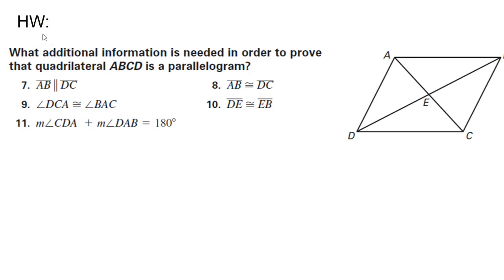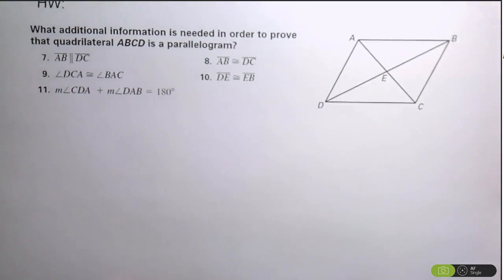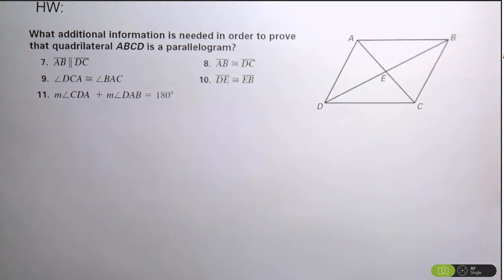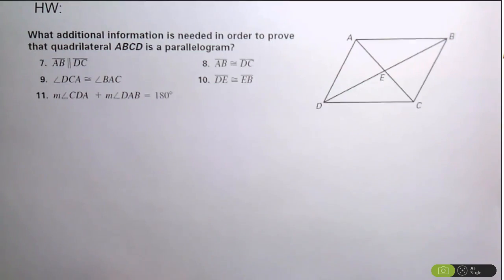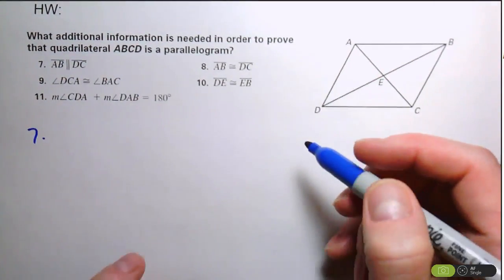Okay, so for the homework, you had to try to sort out how in the world you would prove that this is a parallelogram, given certain pieces of information. Number 7, or sorry, what additional information would be needed? Not what would you do? So for 7, there's a lot of things you could say.